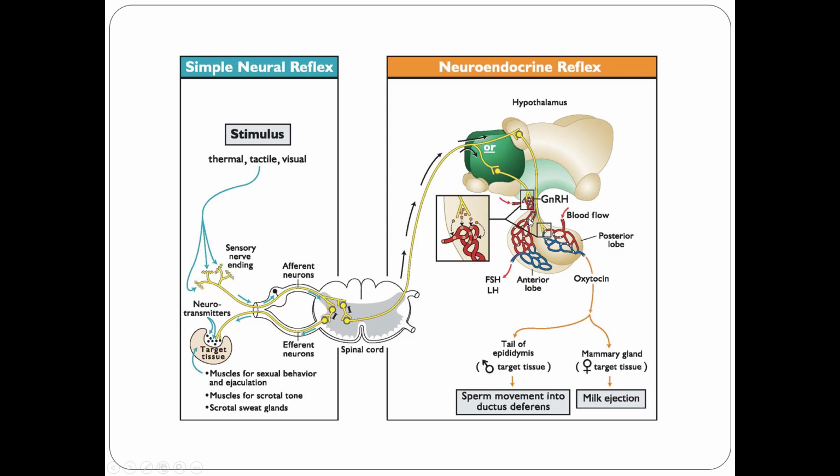And so some of the responses can result in FSH being produced, LH being produced if it's coming from the anterior pituitary, or if it's a message that is going from the hypothalamus through to the posterior pituitary, then we could have something like oxytocin being released. And so this is a common reflex that we see in reproduction all the time.